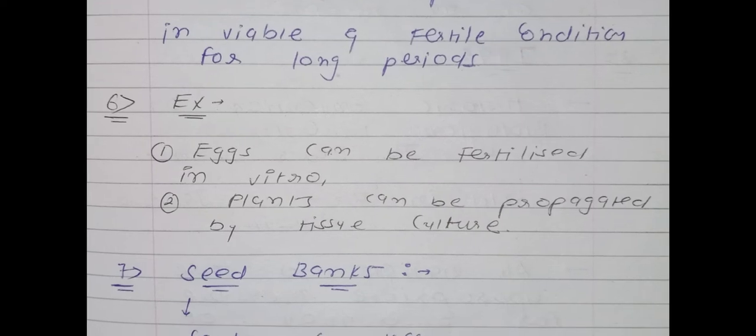Now see point number 6. Some examples are there. Eggs can be fertilized in vitro. You know that IVFs are there. In humans, test tube babies are there. IVF is equal to in vitro fertilization. Plants can be propagated by tissue culture. So with the help of tissue culture, plant propagation is possible nowadays. So in point number 6, two examples are there: eggs can be fertilized in vitro and plant propagation is possible with the help of tissue culture method.